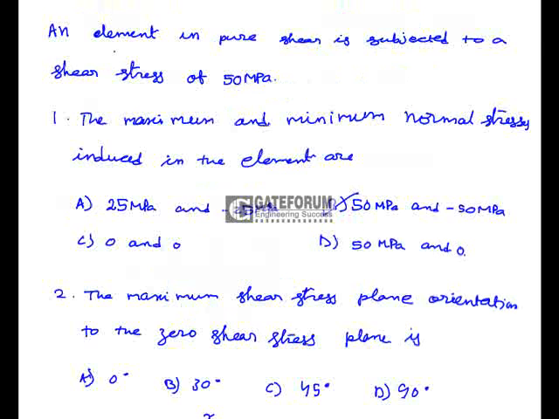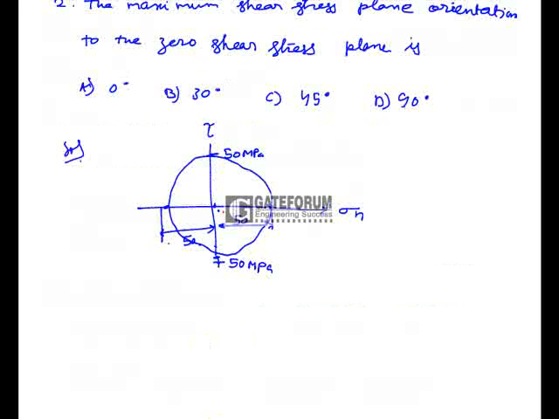So coming to the second question, the maximum shear stress plane orientation to the zero shear stress plane. Here this is the maximum shear stress plane, where maximum shear stress occurs, and this is the zero shear stress plane. The angle between these two planes on the Mohr circle is 90 degrees. But we know that the angle made by the two planes on the Mohr circle is double the actual angle made by the planes in the actual member, so the actual angle is half of 90 degrees, that is 45 degrees. So the maximum shear stress plane orientation to the zero shear stress plane is 45 degrees.